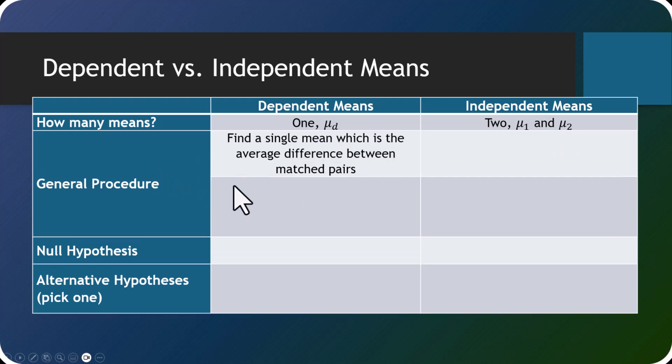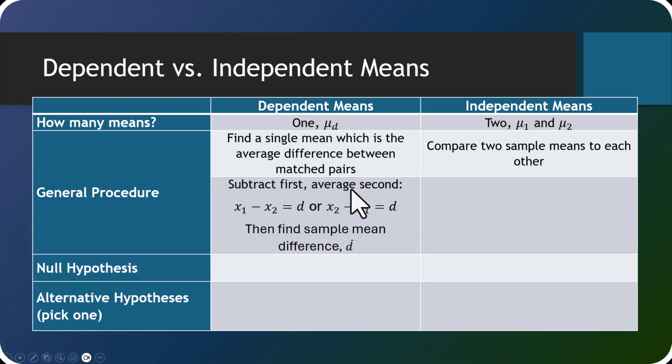So our general procedure for dependent means is to, again, find a single mean, which is the average difference between the matched pairs. Conversely, with independent means, we compare two sample means to each other. With dependent means, we actually subtract first and then average second. So in other words, we take each row of data and we subtract the first column minus the second column, or the second column minus the first column. Again, our decision is arbitrary as long as we're consistent. And so doing that, we have a column of differences.